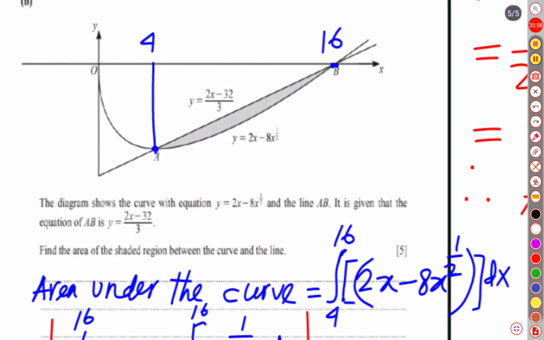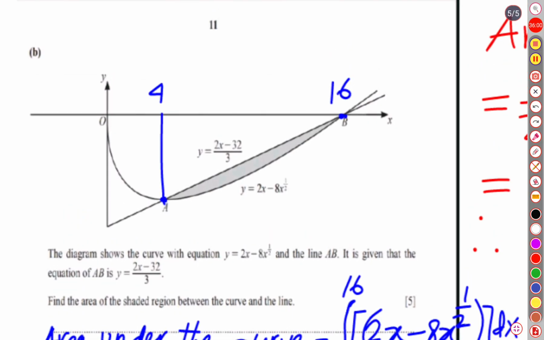The question says that this is actually part B. Part A was on the basis of differentiation, and as differentiation is not the topic of ours today, we have skipped part A. It was done in the previous video.